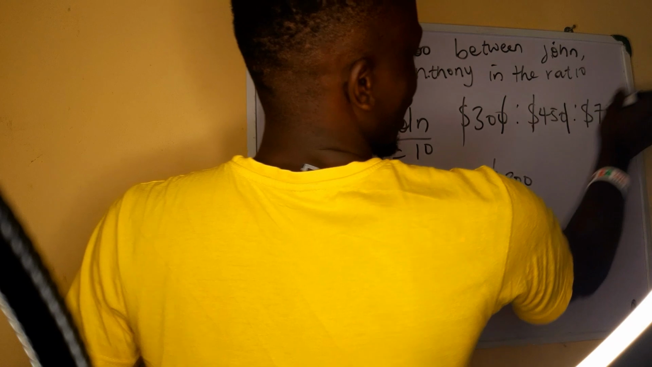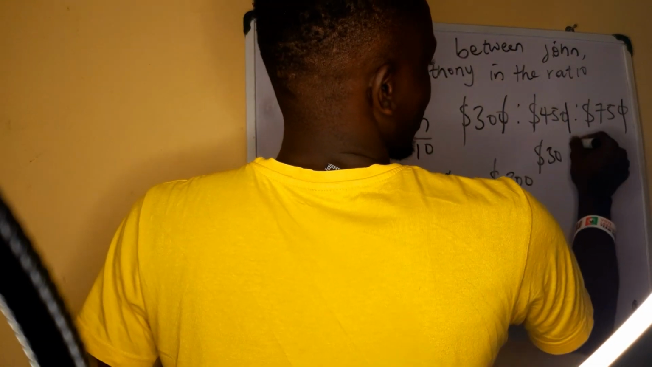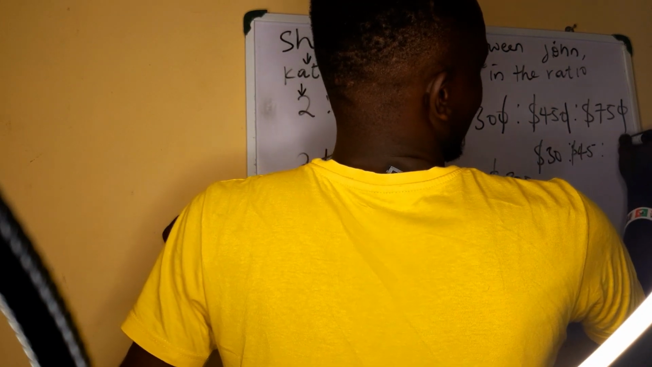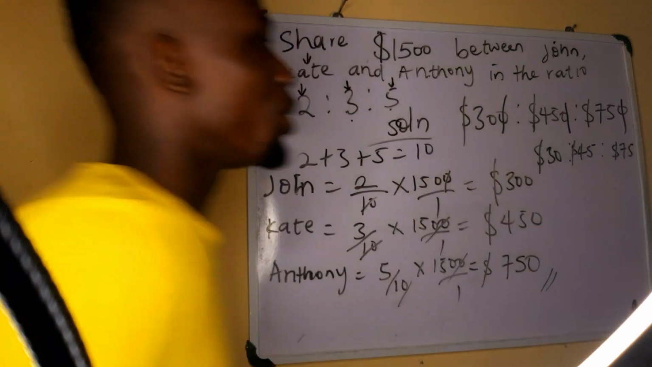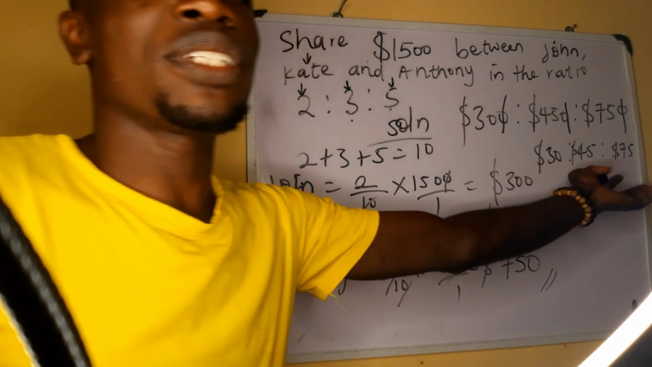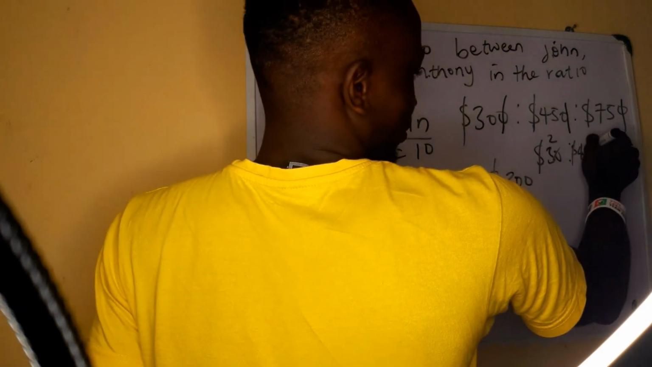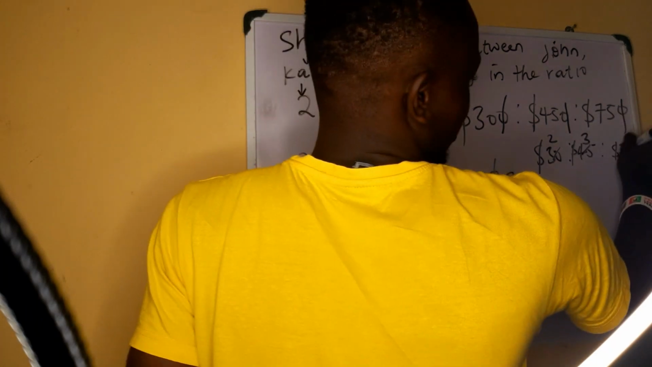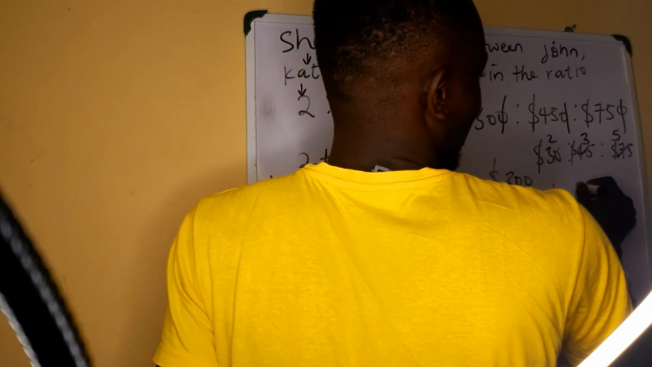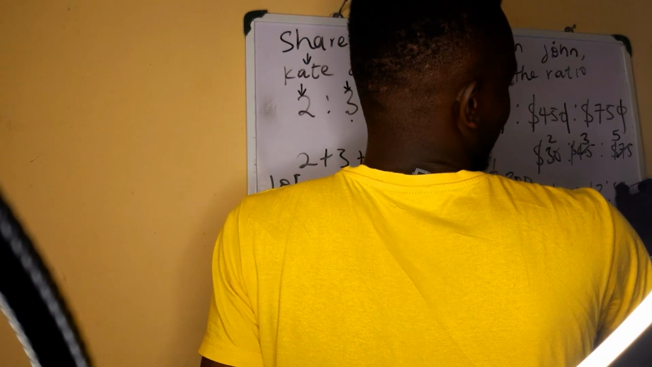First, they have 0 at the end, so I'm going to cancel all the zeros. So I'm left with 30, 45, and 75. Now, what else can I do here? I can simply use 15 to divide. 15 divided into 30 gives me 2. 15 divided into 45 gives me 3. 15 divided into 75 gives me 5. So the reduced form is actually 2 to 3 to 5.